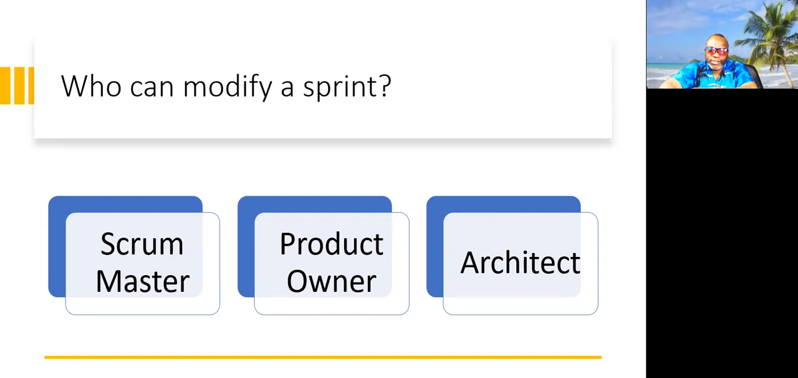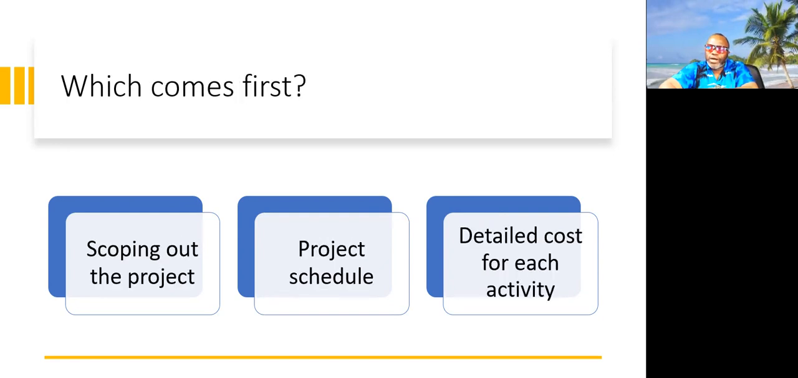All right, here's your next question. Which comes first? Scoping out the project, schedule, or detailed cost for each activity? I'll give you a minute to think about it.